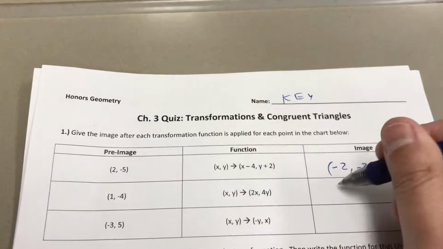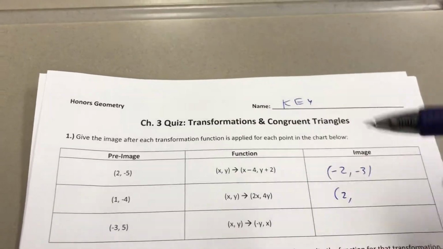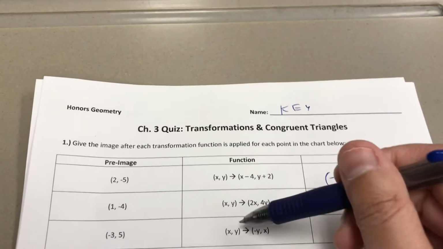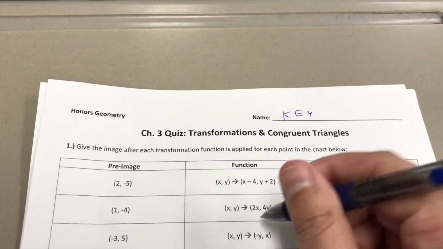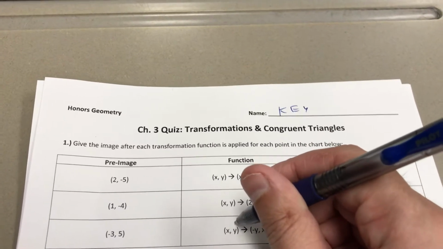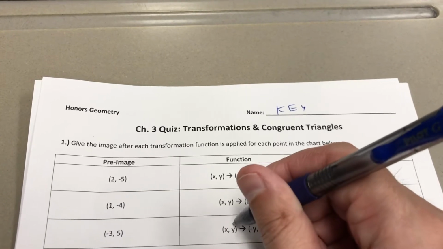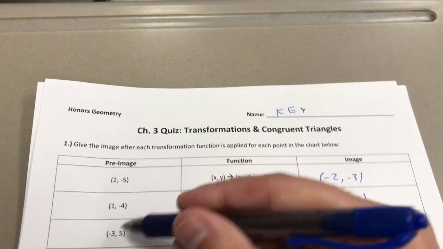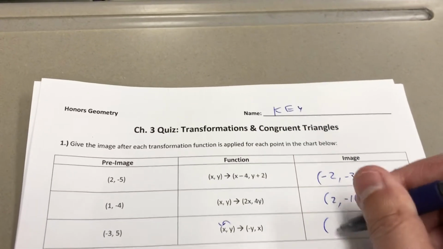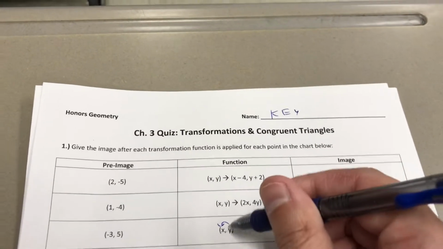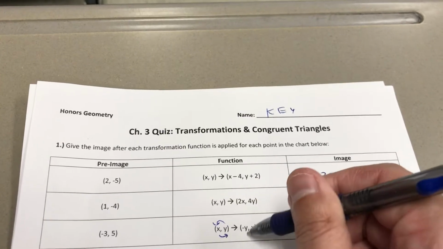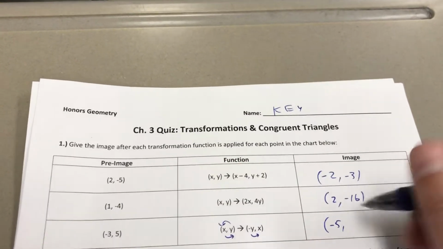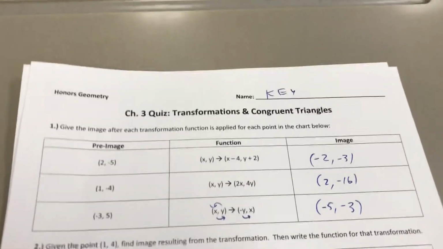So if I double the x coordinate, I get 2. If I multiply the y coordinate by 4, I get negative 16. The next one says move the y value to the first position and change the sign. Okay, so we're going to move the 5 to the first position and change the sign. And then it says take the x and move it to the second position. So the negative 3 is going to go over here, and that's going to be my new point.